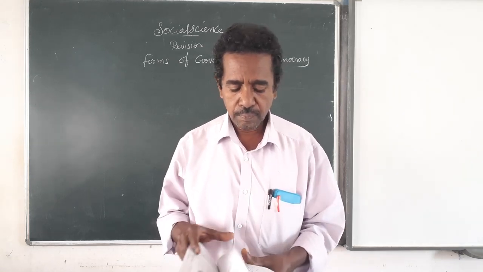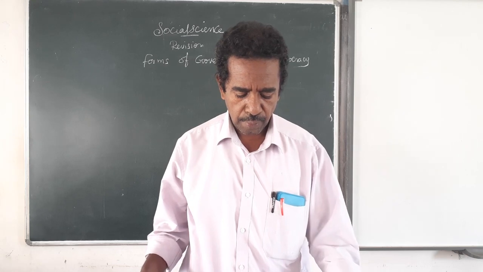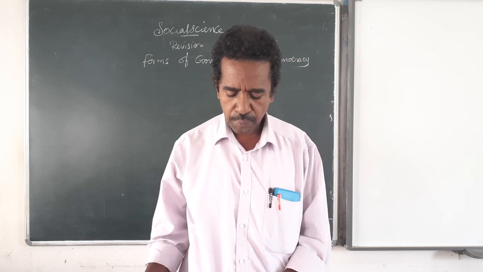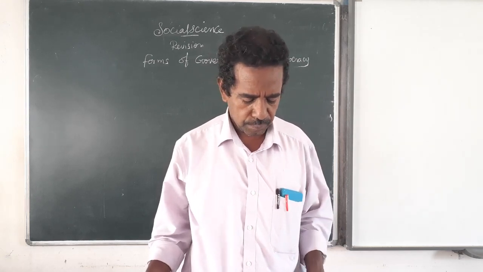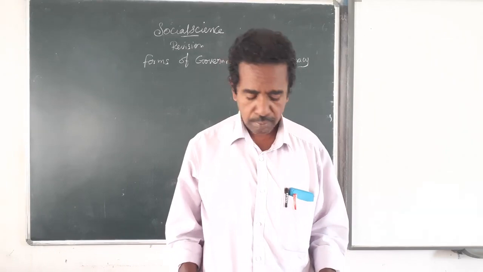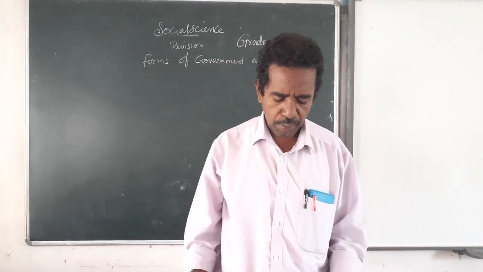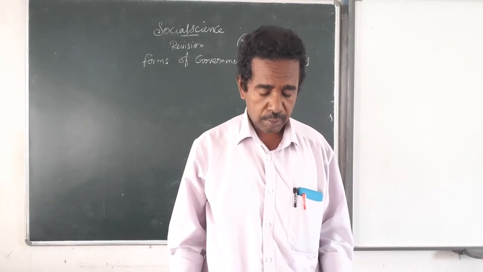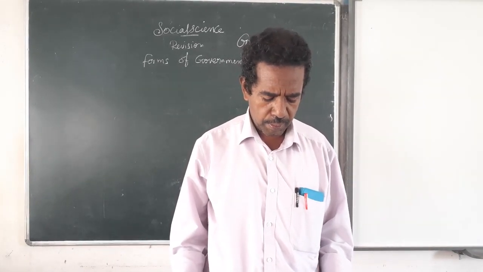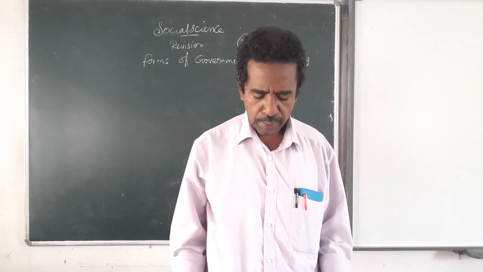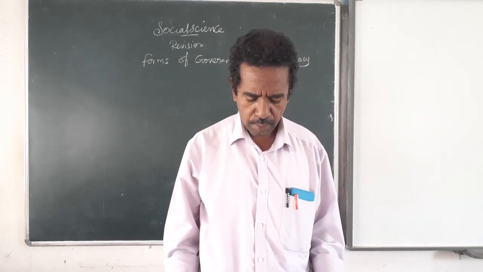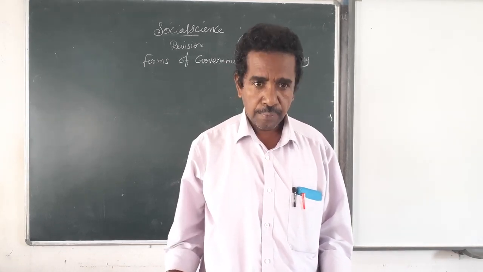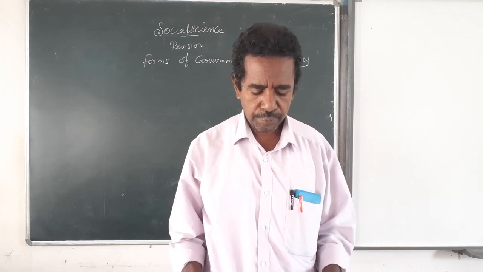Then the next question, mention the forms of democracy. That is page number 240. In the box it is given, forms of democratic government. You have to mark the parliamentary form of government, example India and England, and the presidential form of government, example USA and France. This is the answer for that question.